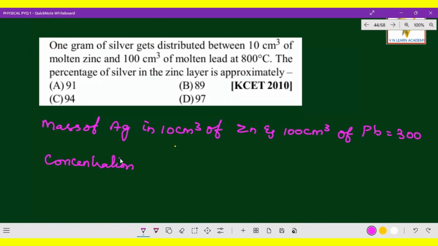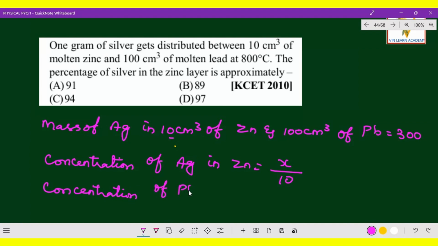Okay, now concentration of silver in zinc, let us assume that is x, so x by 10, since it is 10 cm cube of zinc. And the same way concentration of silver in plumbum, that is lead, is 1 minus x by 100. So this is plumbum, right? So we can keep it as x and 1 minus x.